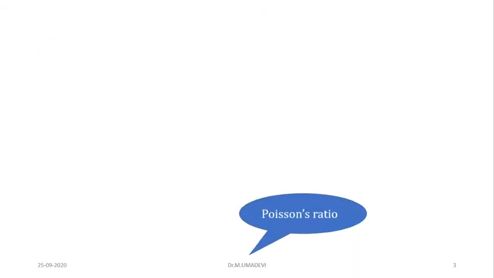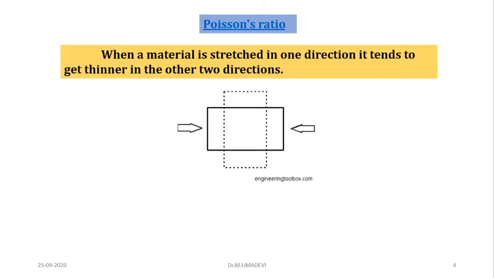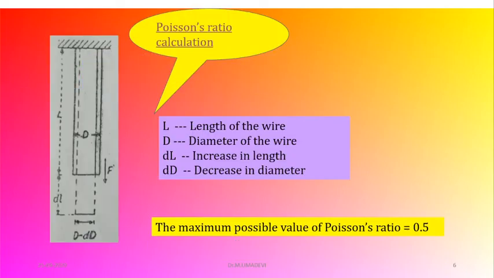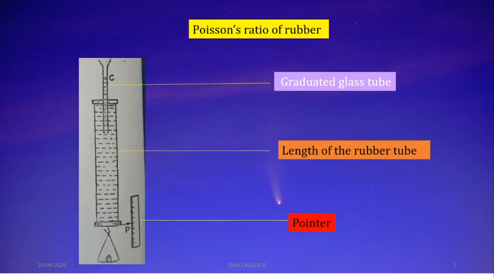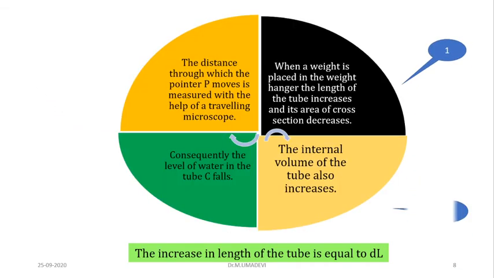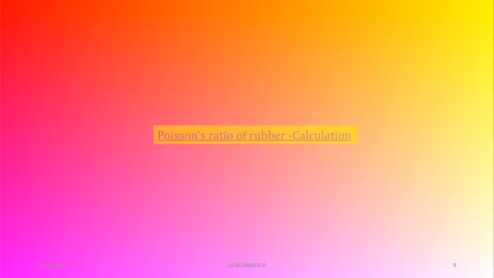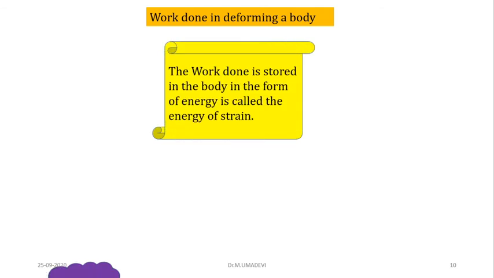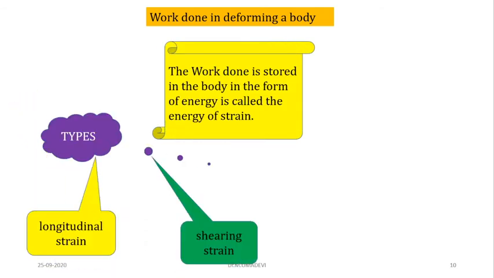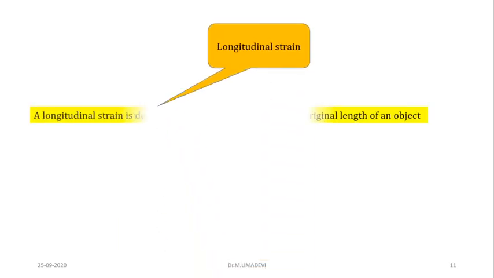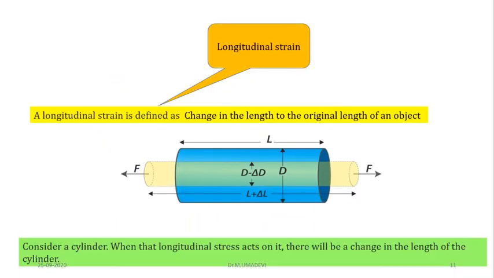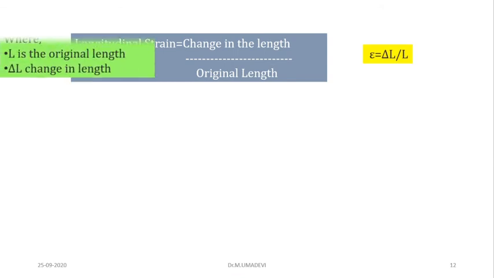Then come to my part. Already we have seen all this concept. So far we have discussed what is Poisson's ratio and how to calculate the Poisson's ratio. Poisson's ratio of rubber we have calculated. Then work done. We have seen about the work done in a deforming body, and there are 3 types of work done. One is a longitudinal strain, another one is a shearing strain, and volume strain. Then we have seen the longitudinal strain and also we have calculated the calculations part.